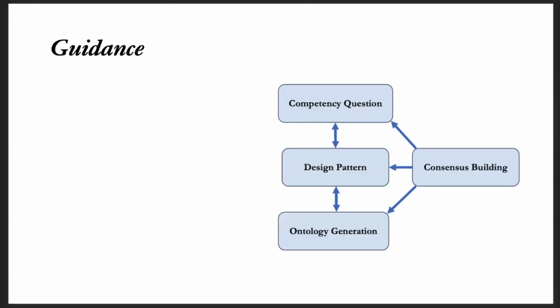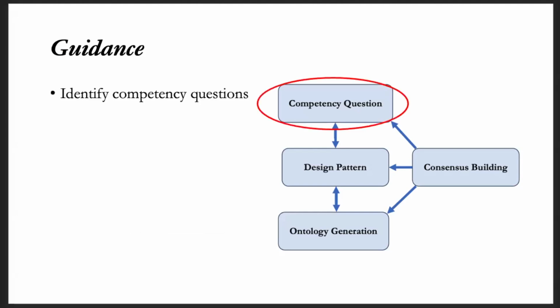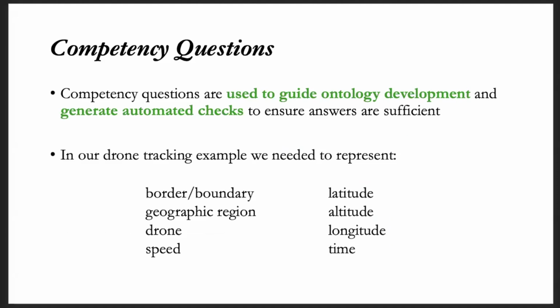This is a general, high-level workflow that at least me and my teams go through when we're building ontologies and design patterns. First, as I mentioned last time, we identify competency questions, and those are used to guide ontology development and generate automated checks to ensure that answers are sufficient. They're basically questions that our stakeholders want answers to, and we code them in ways that help us design the ontology. Last time, we discussed a drone tracking competency question, and I pointed out that we needed to represent all this sort of stuff because it fell out of answering that competency question.